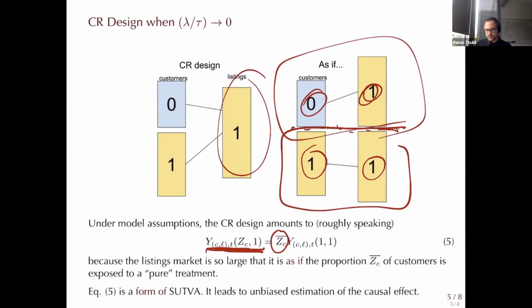It's a form of SUTVA because SUTVA is not only about no interference. The subtle importance of SUTVA is that it tells you what is invariant, what you can do with very different treatment vectors. And this is exactly what this equation tells you: no matter what Z_C is, the potential outcome depends on the proportion of treated customers, and the other part is the estimate, and that's fixed. By dividing and putting this on the other side, you can estimate that estimate, which I think is a nice intuition that comes from this systems perspective.